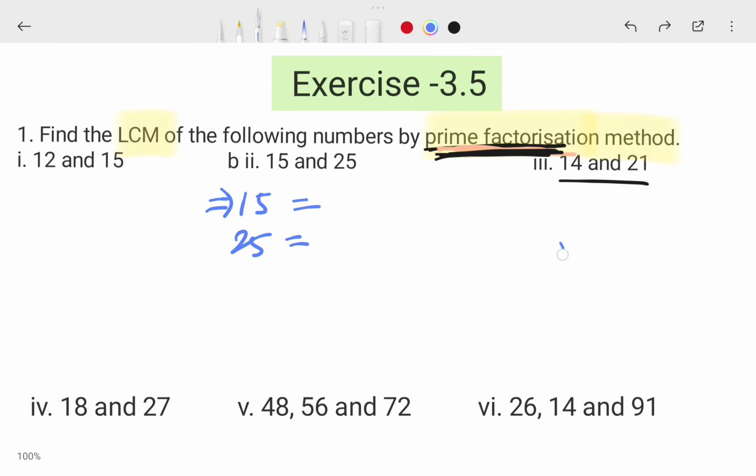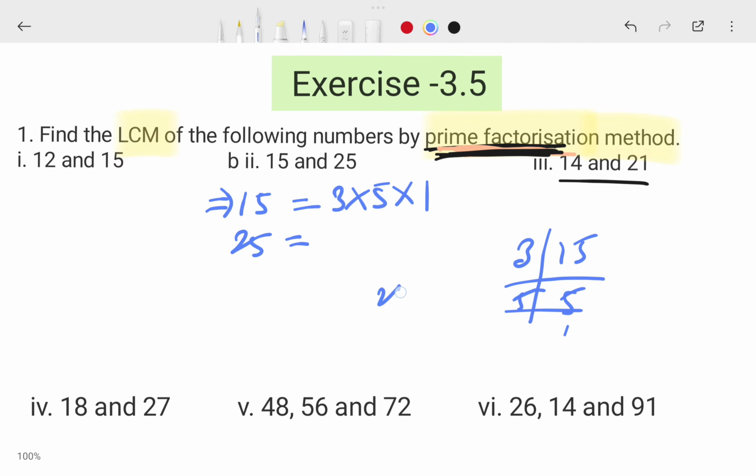So let's do 15. Find the factors of 15. How can you find the factors of 15? Simply by dividing. In the 2 table 15 is not there, so you will divide by 3. 3 5s are 15 and 5 1s are 5. So what is the answer here? We will write 3 cross 5 cross 1. After that, 25 is there. Let's do 25. In the 3 table 25 is not there, in the 5 table it is there. 5 5s are 25, 5 1s are 5. So what is the answer here? 5 cross 5 cross 1.